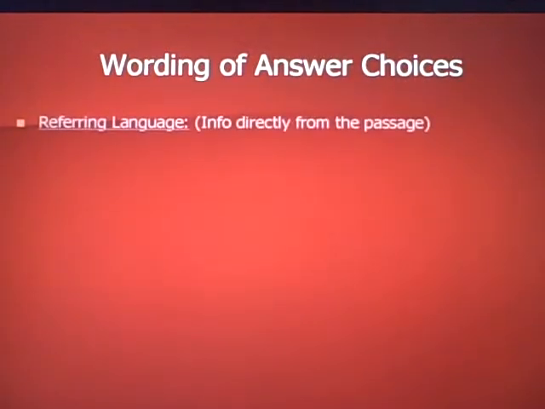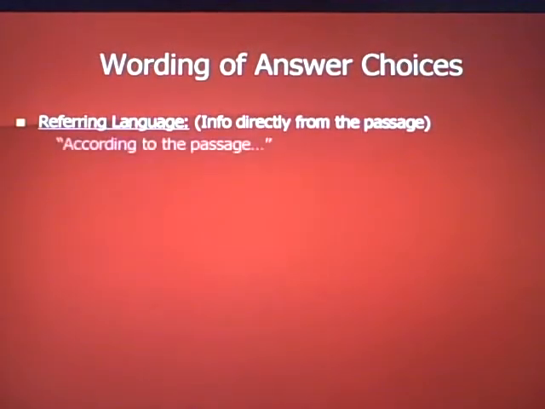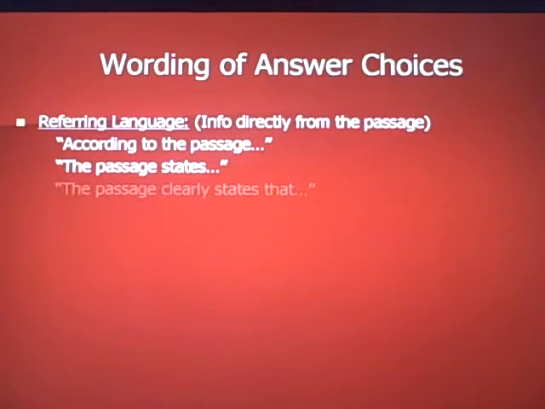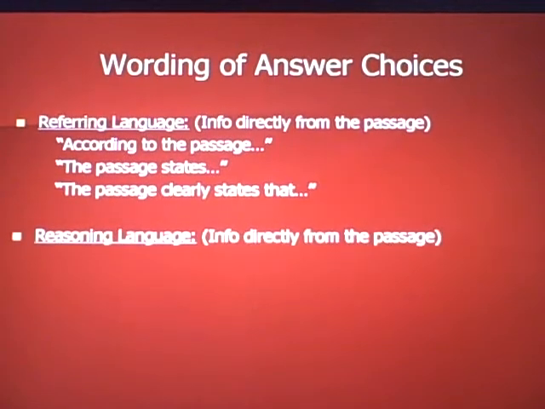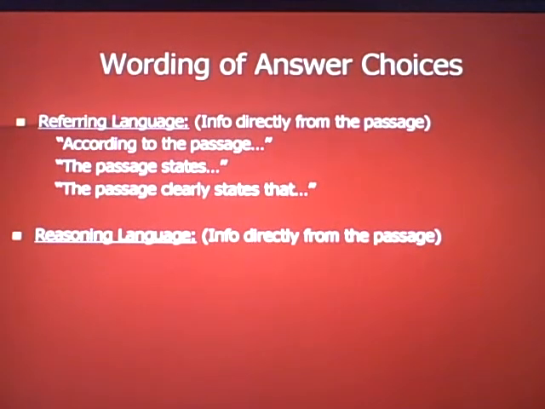How about the wording of the answer choices? Well, if we think about that referring language that we talked about earlier, where the information is fairly easy to find, you might see phrases like according to the passage, the passage states, or the passage clearly states that, and that should be a tip-off to you that that information is going to be easier to find.